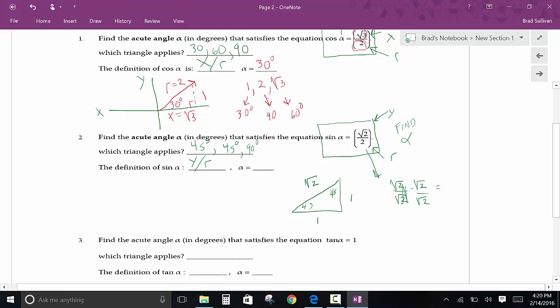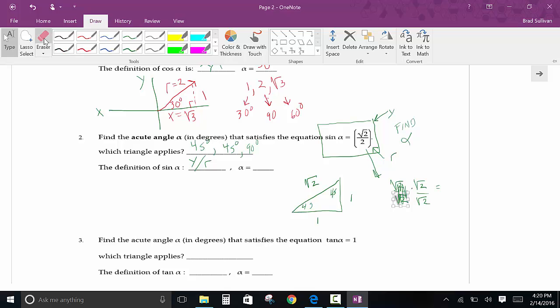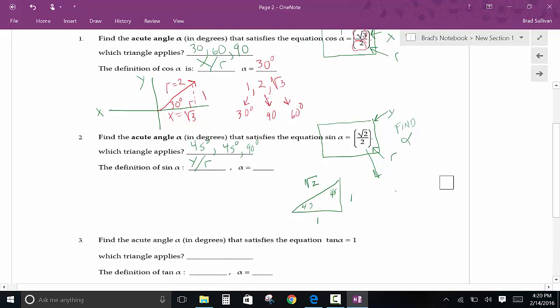hold on, I think I wrote that down wrong, didn't I? Let me erase that and fix that. Sorry about that. Okay, so let me erase that and write that a little bit cleaner here.